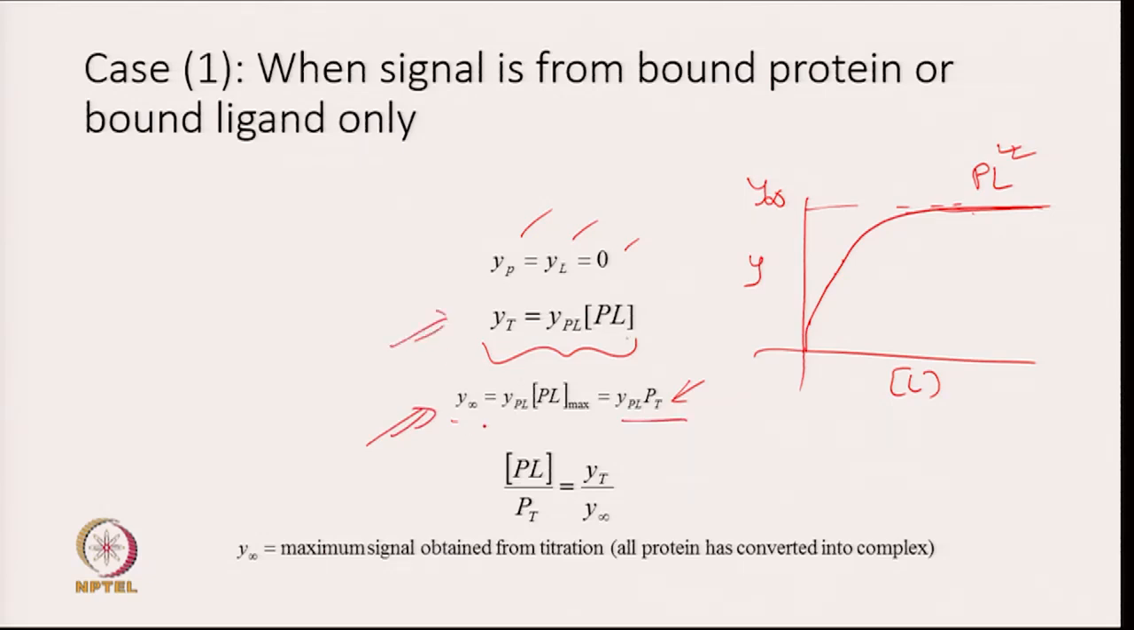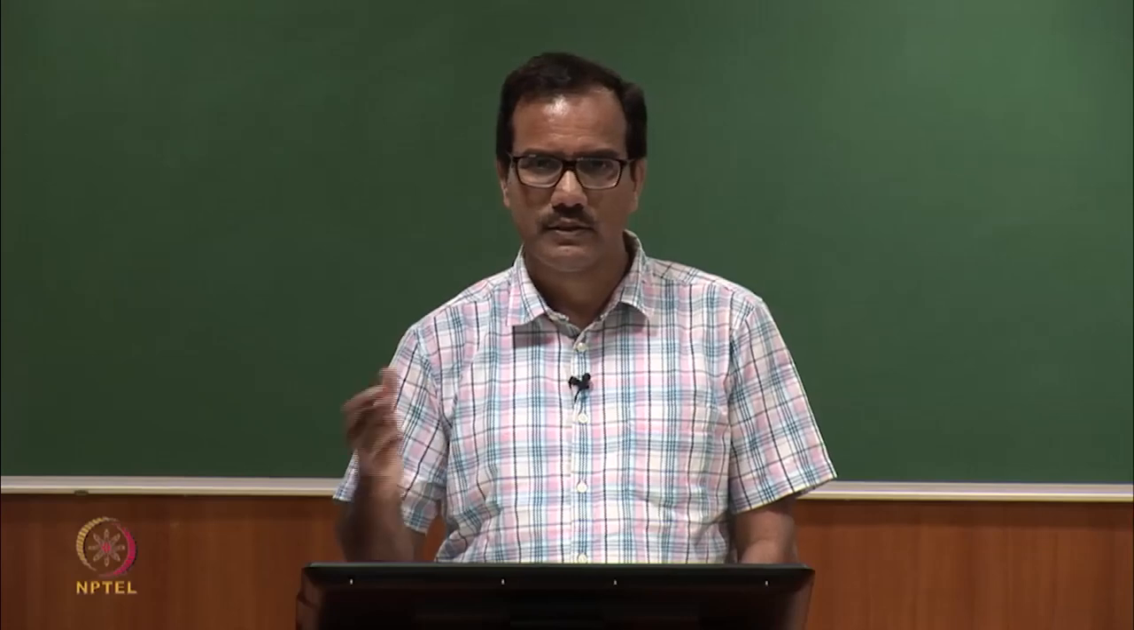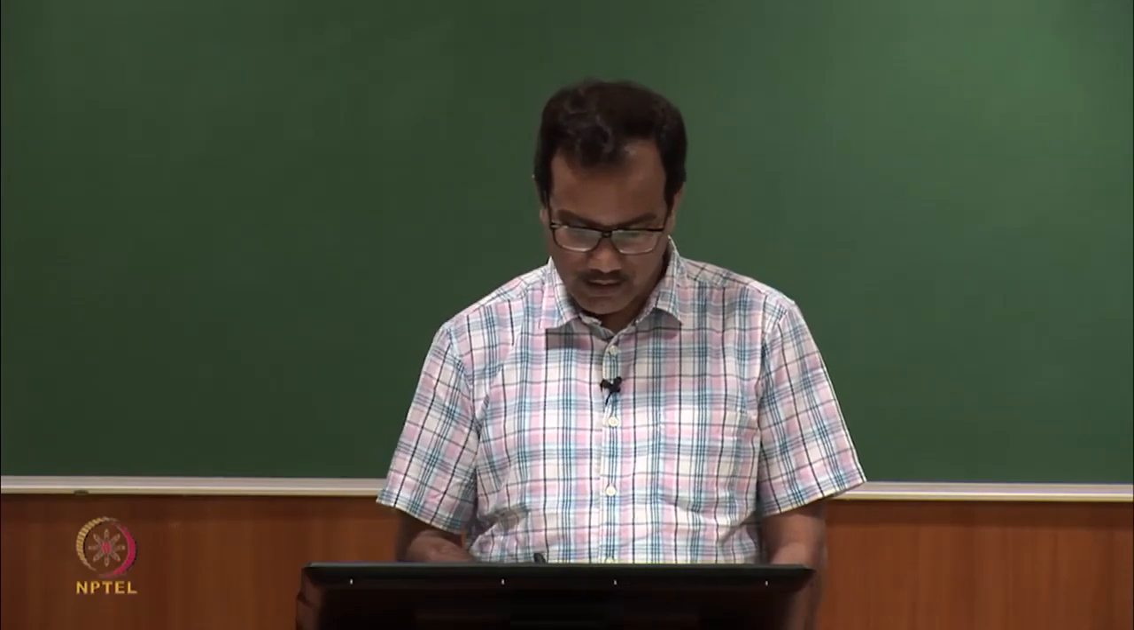This is your one equation, this is another equation, and you just divide these two equations. So I am dividing this equation by this equation. What I will get is YPL will cancel out. We have PL by PT is equal to YT by Y infinity. So YT by Y infinity is equal to PL by PT, and that is what is here. This is your fraction of bound protein. So now you know how to calculate fraction of bound protein. Then you go and plot nu by L versus nu, and you will get the value of KD. This is equal to nu.